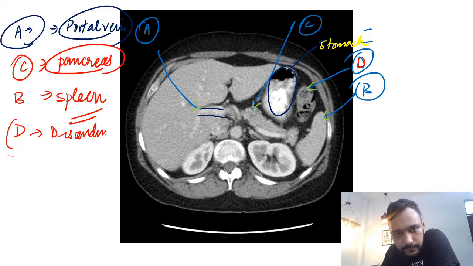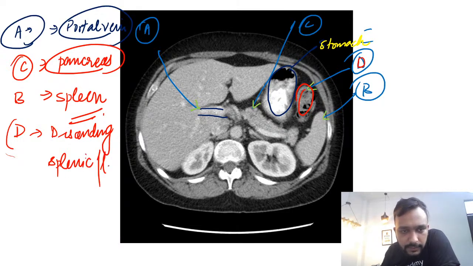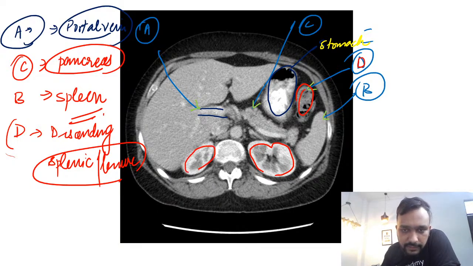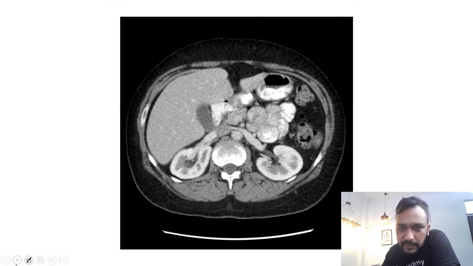Descending colon. Okay, so it is basically your splenic flexure, okay? Splenic flexure, and you can see these are your two kidneys that are seen on either side of the vertebra. These are your two kidneys that you are able to see on either side of the vertebra.